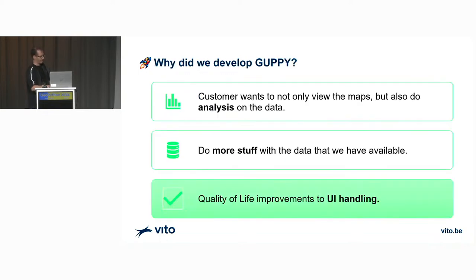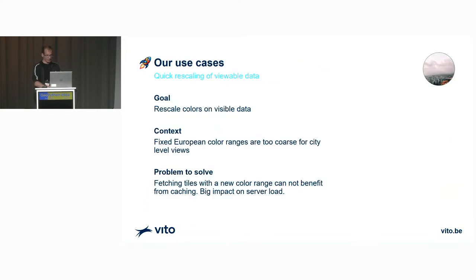And then, of course, we wanted some quality of life improvements while we were at it. One of the use cases was, because we are working with a lot of European projects, there is a demand for fixed color ranges for their data. For example, NO2 air pollution is from 0 to 40. That range works all over Europe, but it doesn't work at city level because it's much too low.